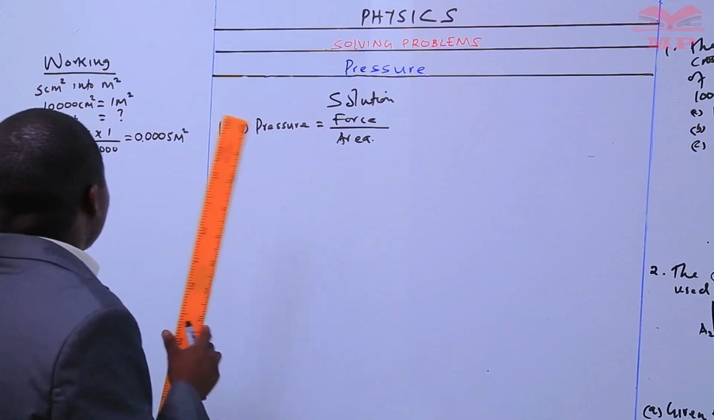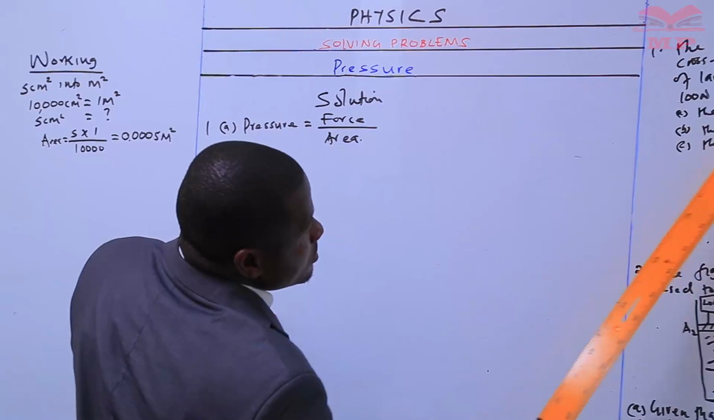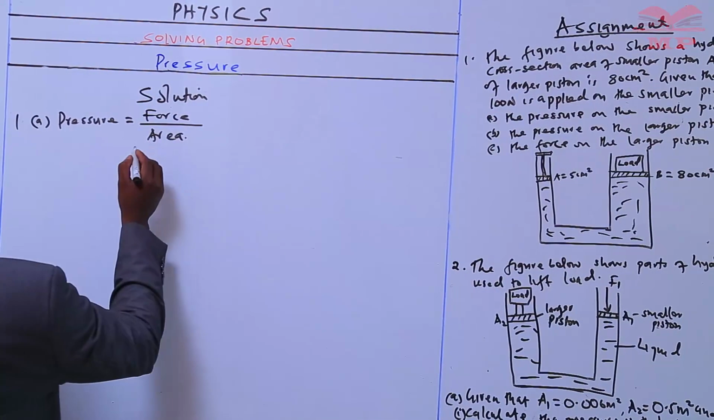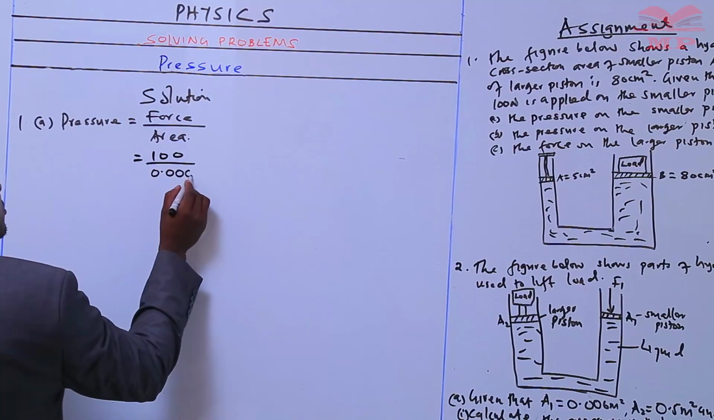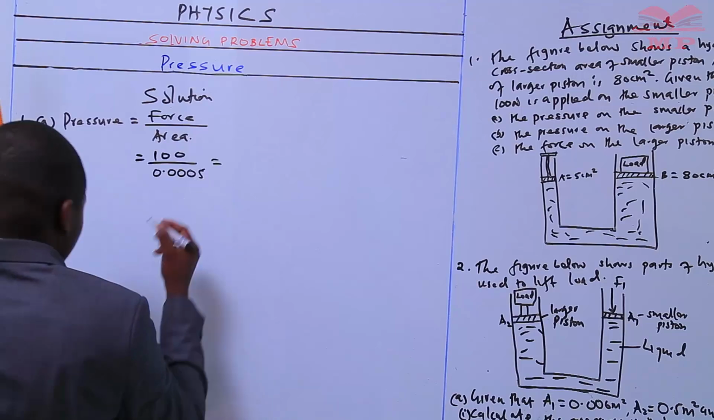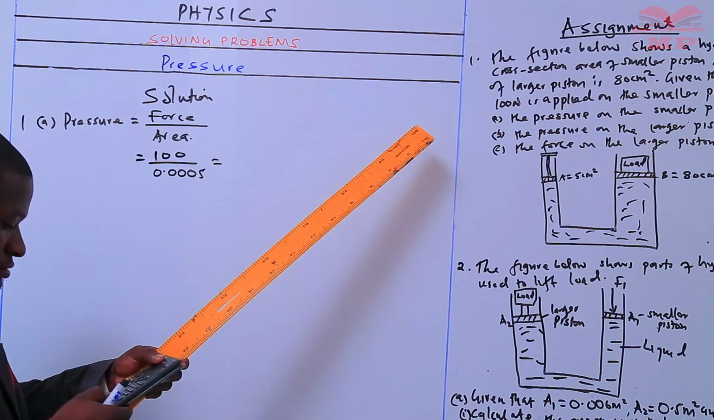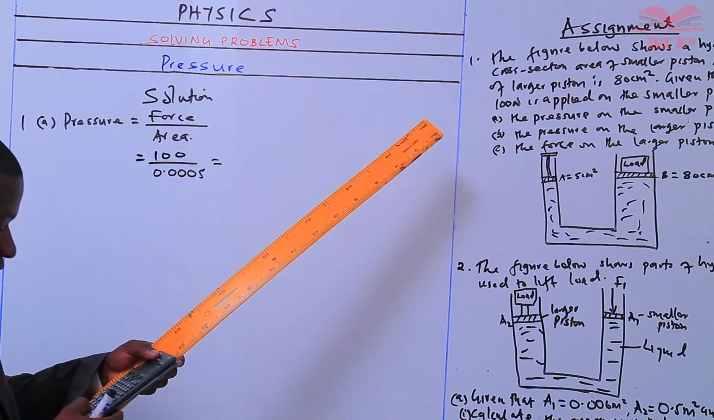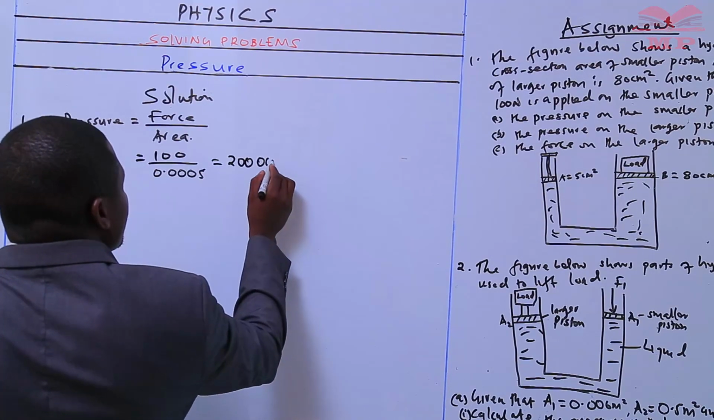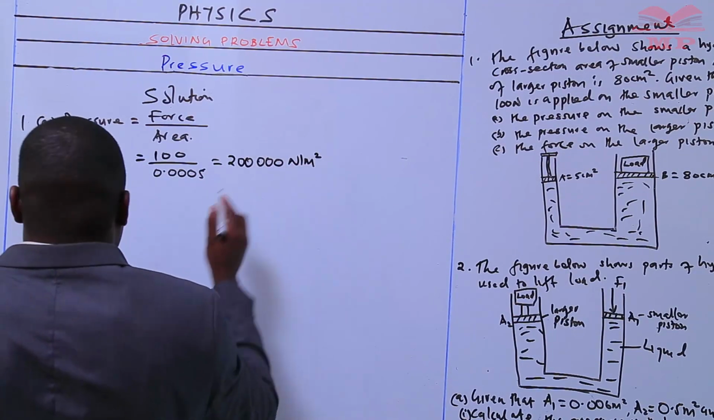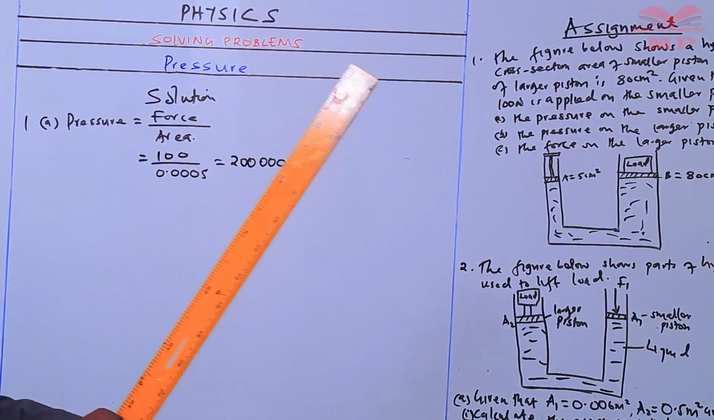0.0005. Now, I have my area and I have my force, so I just substitute in my equation. This is given by 100 divided by 0.0005. This gives us 200,000 Newton per meter squared. So this is the pressure exerted on the smaller piston.